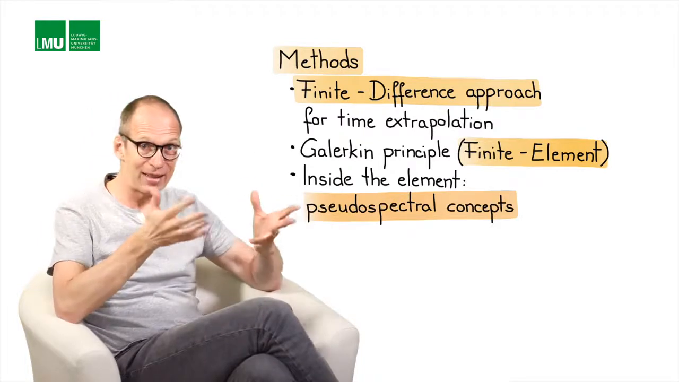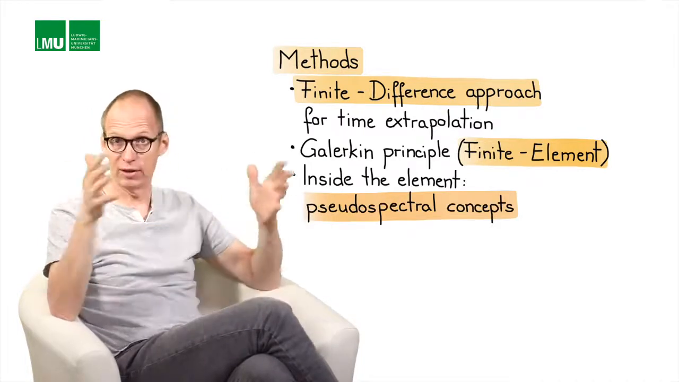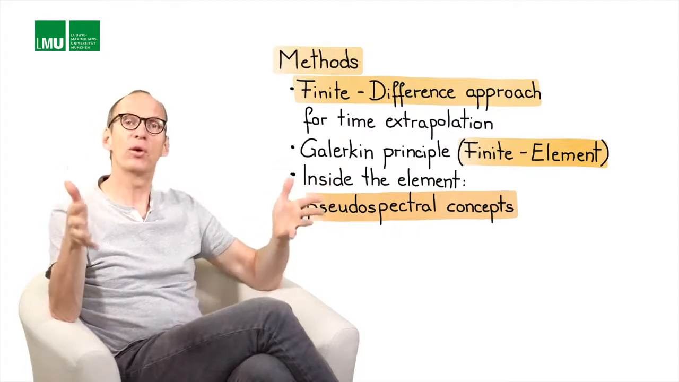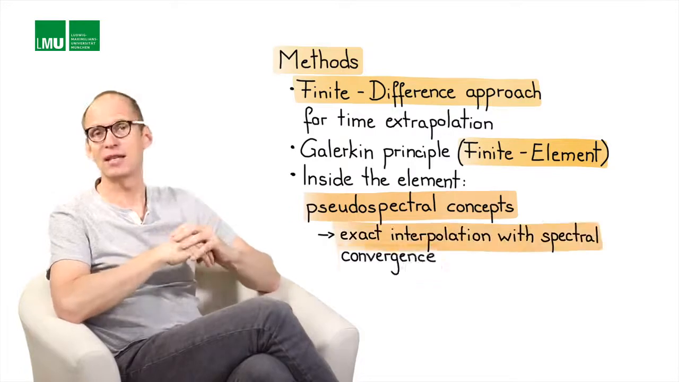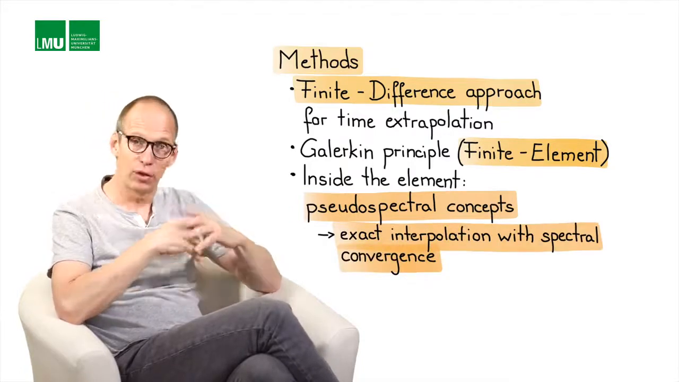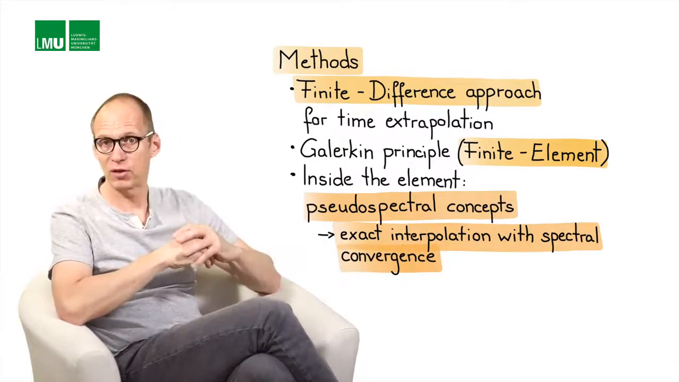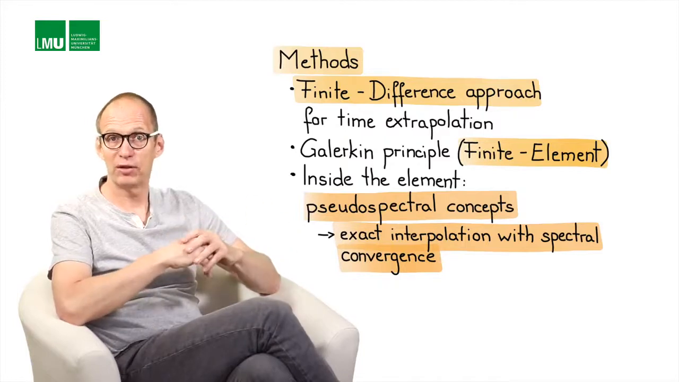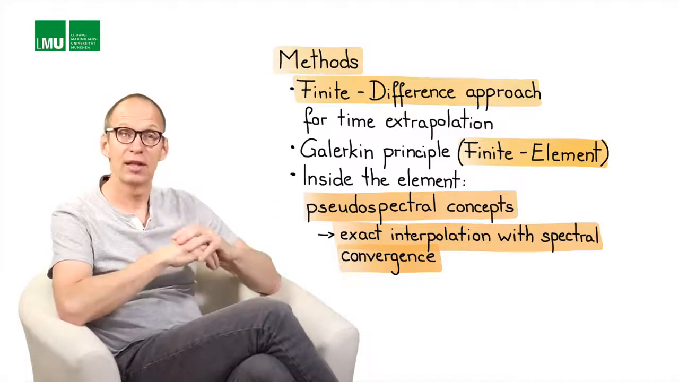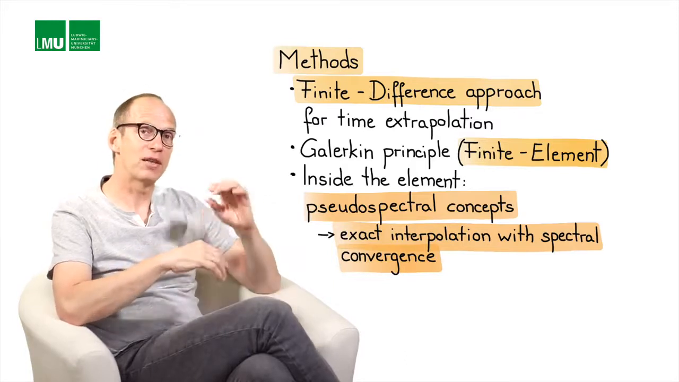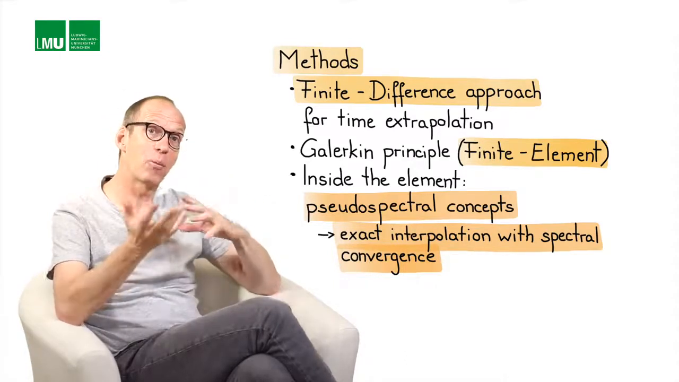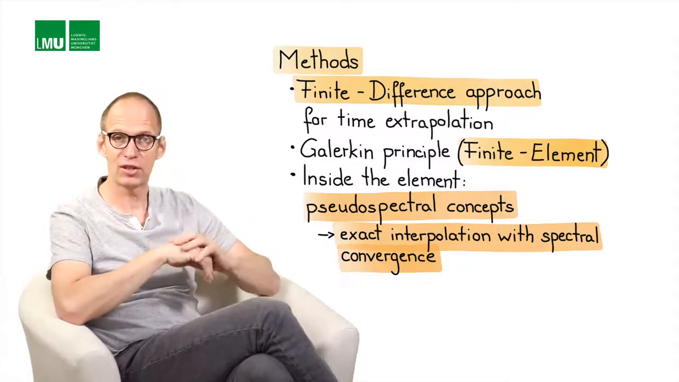Remember, we had exact interpolation on the entire domain. Now we're using exact interpolation with spectral convergence inside an element, for example, making use of basis functions like the Lagrange basis functions. There are also other options; Chebyshev polynomials can also be used. But something miraculous happens by combining it with an appropriate integration scheme.